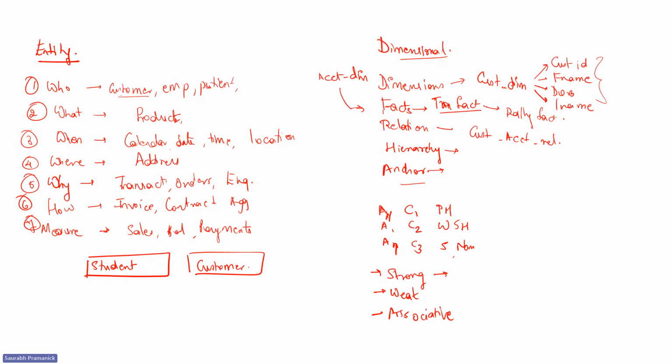For example, you have a customer entity, right? So customer as an entity doesn't require any other entities. It is not dependent on any other entity for its existence. But if you have a transaction entity, or a daily fact.